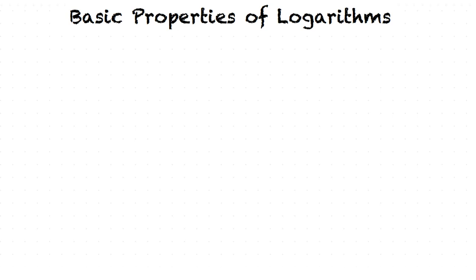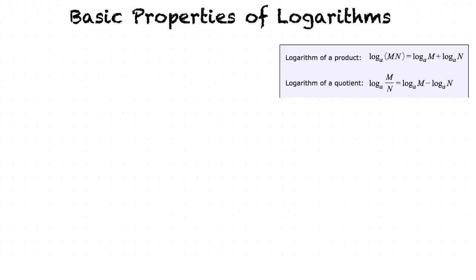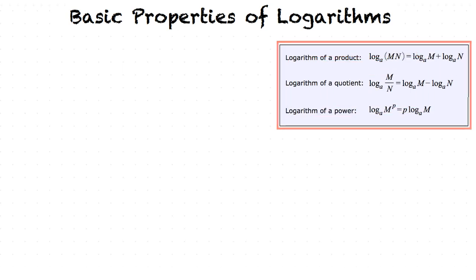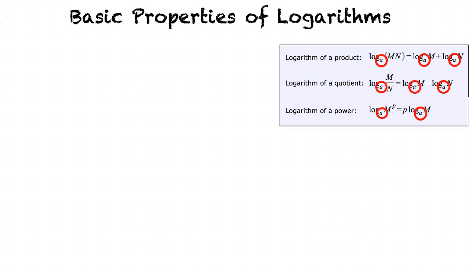This video will cover the topic, Basic Properties of Logarithms. There are three properties of logarithms that we will be focusing on today: the product rule, the quotient rule, and the power rule, and they are listed over here in the top right-hand corner. The base of each log, a, is a positive real number, not equal to 1. M and n are positive real numbers, and p is a real number.